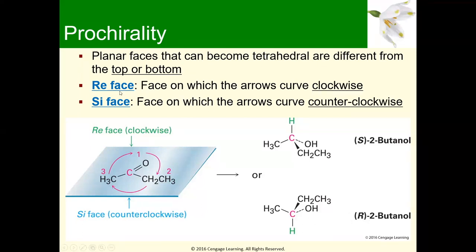All right, so the Re face is the face on which the arrows curve clockwise, and the Si face is the face on which the arrows curve counterclockwise. Or if you like the steering wheel analogy, clockwise would be making a right turn, counterclockwise, making a left turn.